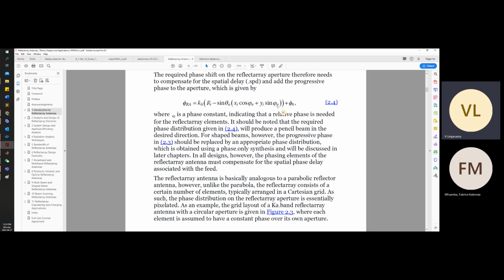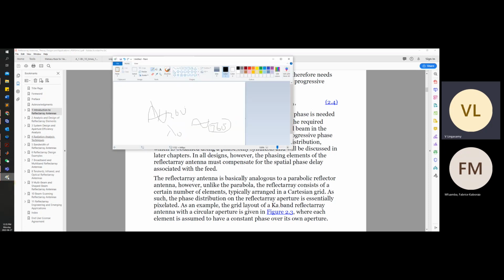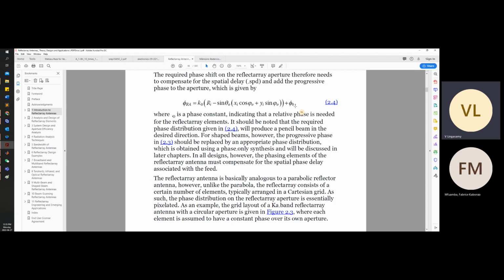These terms will come only if you are considering an offset fed reflector, or you are considering non broadside. Let me tell you, broadside means what? For example, this is the antenna. If it is radiating in this direction, it is called broadside. If it is radiating in this direction, it is an end fire array. So if it is a broadside direction and also a center fed reflector, you don't have to bother about these two terms. You simply multiply with K into Ri.